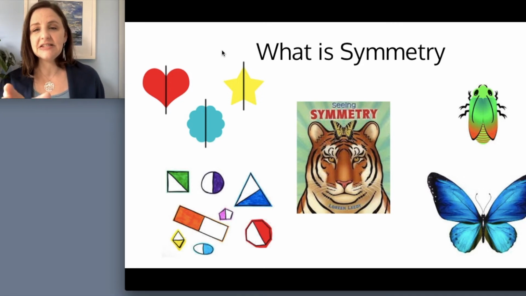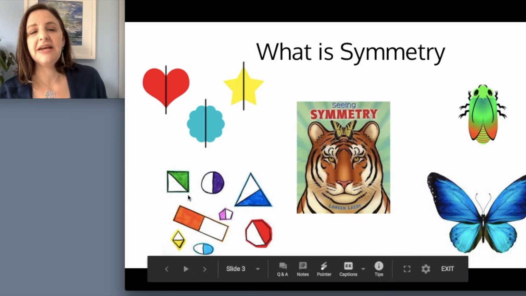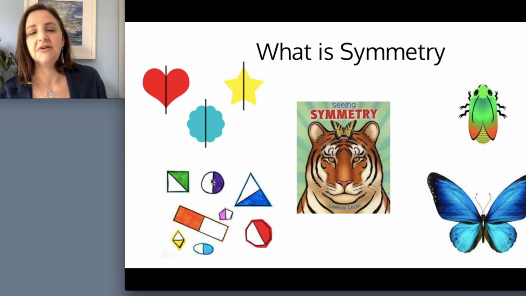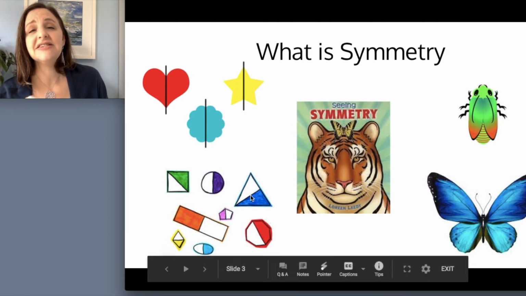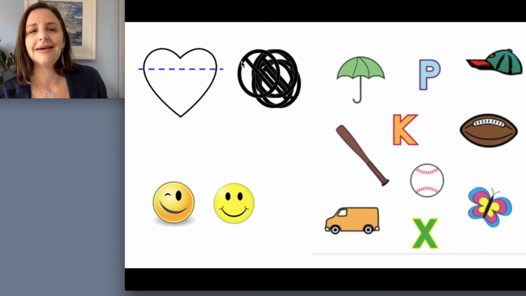This page has some pictures of things that are symmetrical. What that means is if you divided it directly in half, it would be a mirror image of itself. So all of these shapes, you could divide them. Now, some things are symmetrical only if you divide them a certain way. A heart, for example, if we divide it this way, it's symmetrical. But if we draw a line like this on a heart, it's not symmetrical.